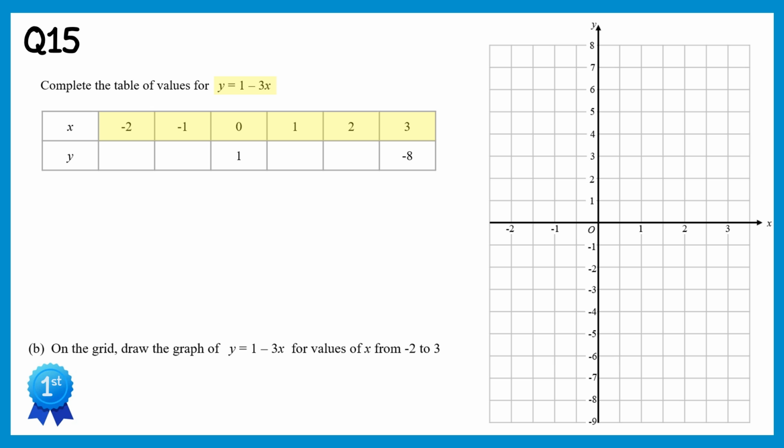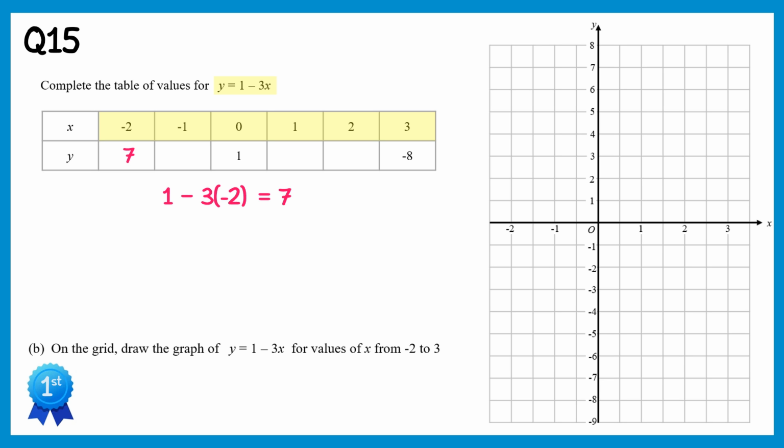So let's start with x equals negative 2, the first one. We're going to do y equals 1 take away 3 lots of negative 2, since that's what x was. You can type this straight into your calculator, but make sure you put those brackets where that negative is, and you'll end up with 7. So when x equals negative 2, y gives you 7.